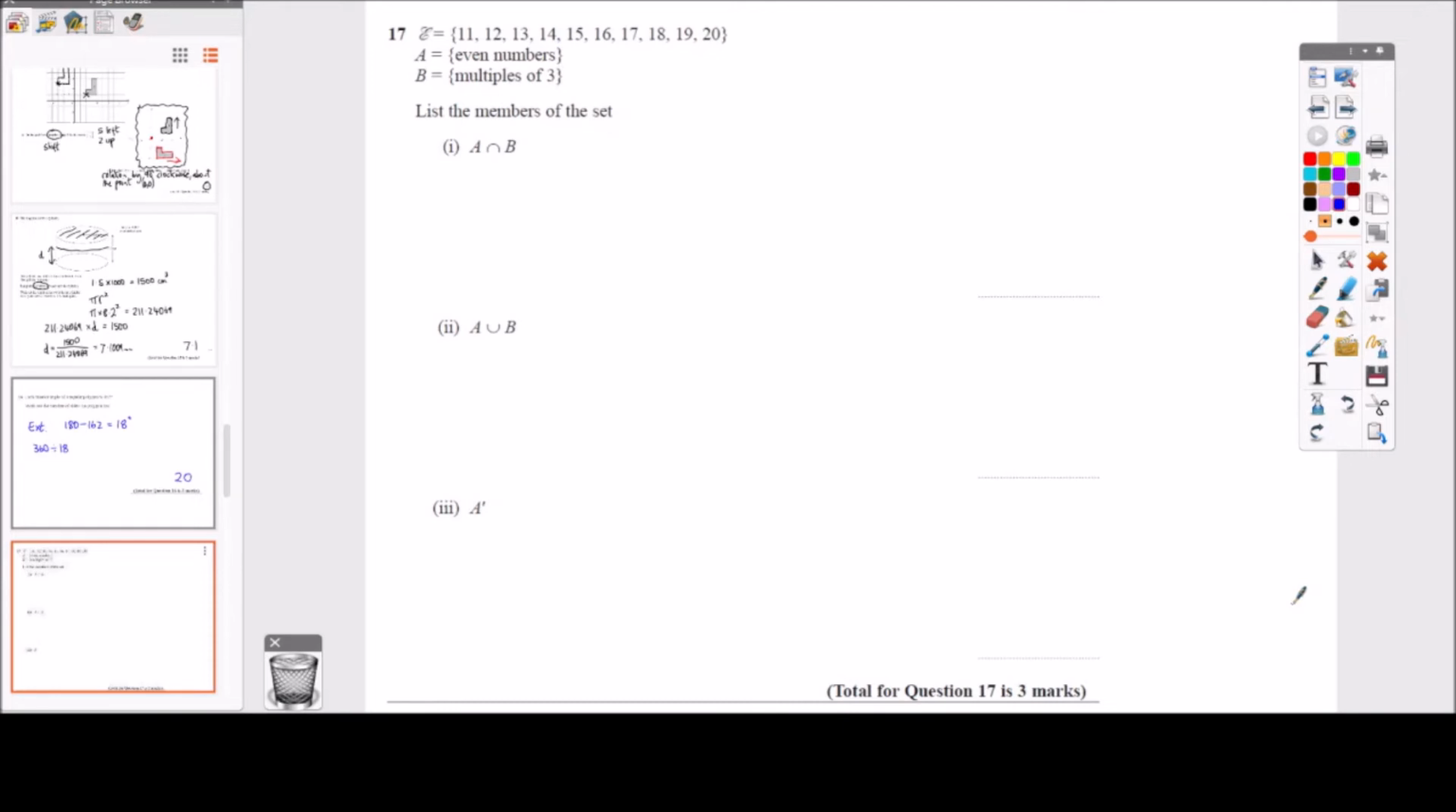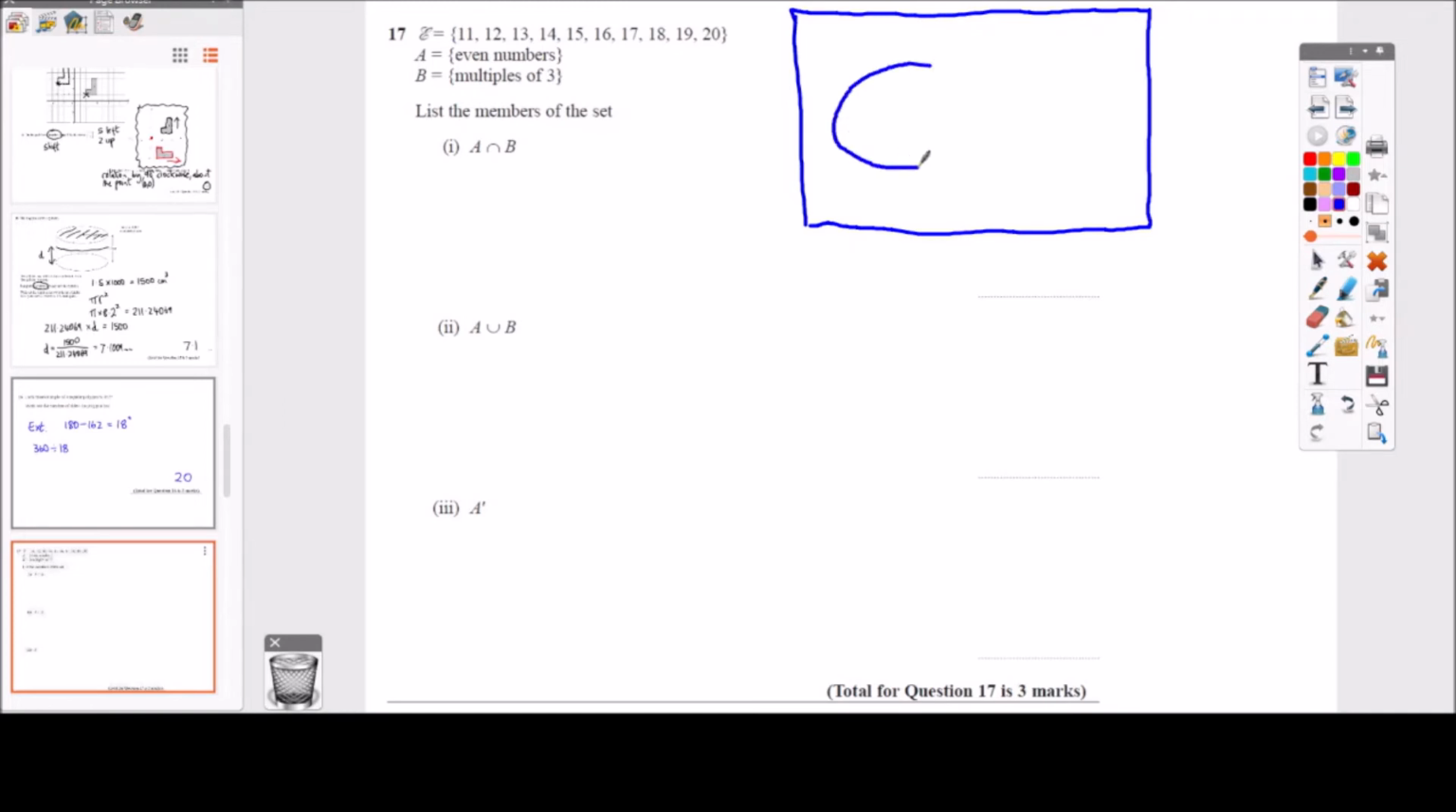Question 17, part 1. List the members of A intersection B. Now that means the numbers that are in A and B. I think to really help us gather our thoughts on this, a Venn diagram might be quite useful. Okay, so there's my universe. My universe is the numbers 11 up to 20. A is going to be all the numbers that are even, and B is going to be all the numbers that are multiples of 3, but just from our universe, from our 11 onwards.